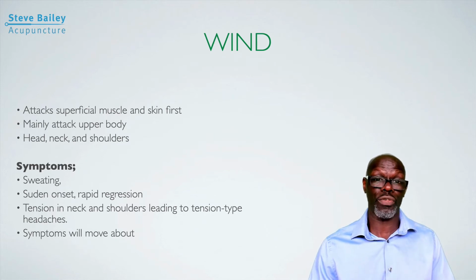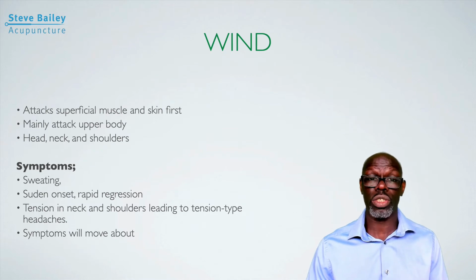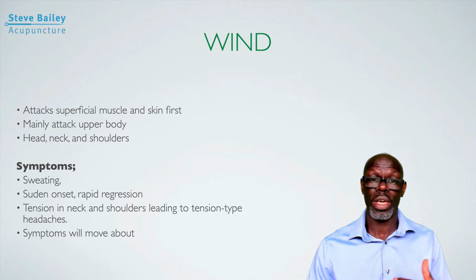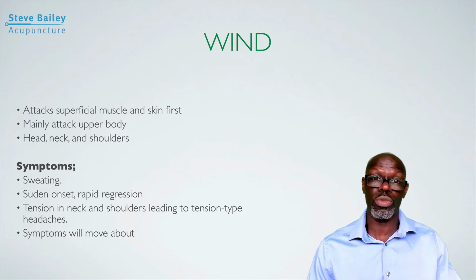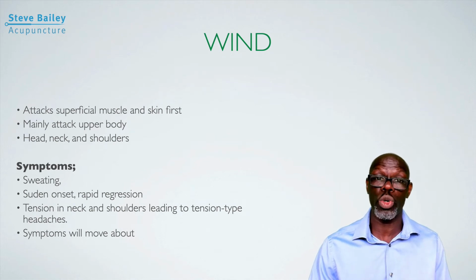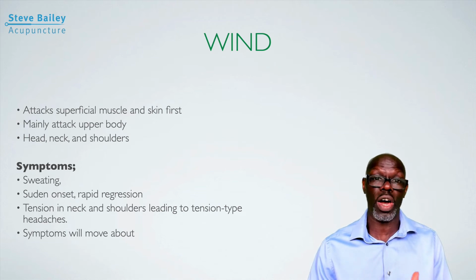Wind, as it's suggested from a TCM viewpoint, affects the upper body more in the neck and shoulder environment. So that's going to be quite important. It's going to cause things like sweating because it blocks the pores. It's also going to start to cause headaches, tension type headaches, stiffness in the neck, stiffness in the shoulder. It's something that comes on very quickly, but then it can regress very quickly. And one of the other things is it will move about. It won't stay in one place. And you're going to find, once you start treating neck and shoulders, you will find it will move to different parts of the neck and shoulders. So that's going to be one of the key things to bear in mind.